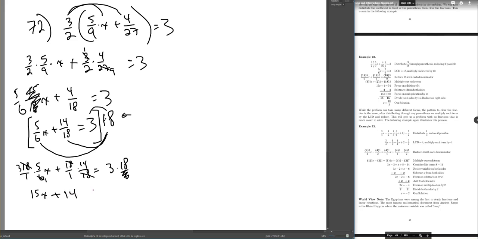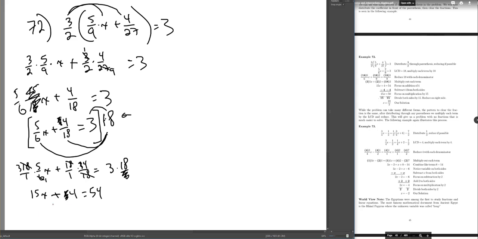Is that a 14? Am I tripping? 4 over 18. Why? How did this become a 14 over 18? I think I'm tripping. That should be just a 4. Here, let's erase that. Equals 54. Yeah, that looks better. All right. 15x. Yeah, okay, I'm okay.